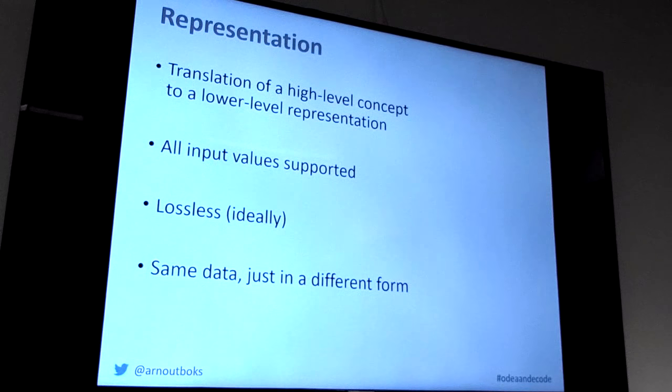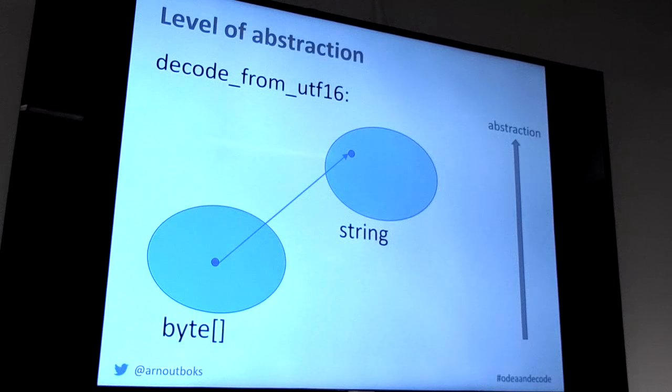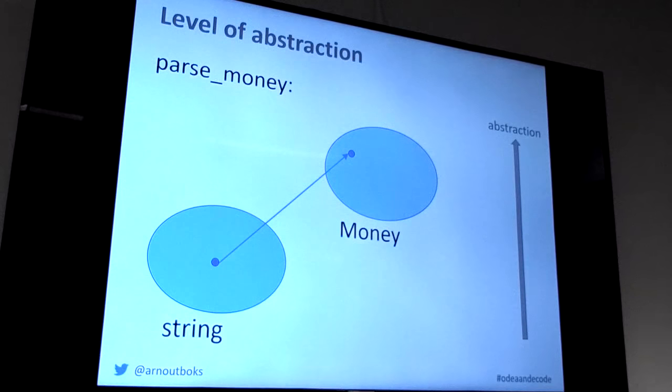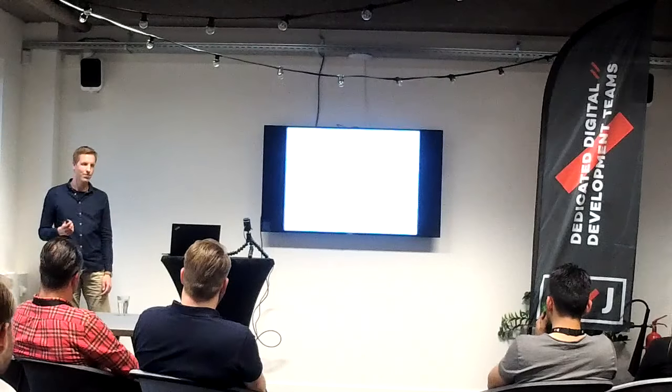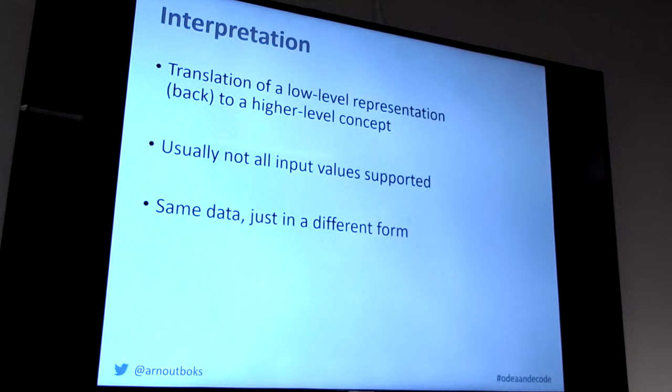So if we have these representations, we could also do the opposite. We can have functions that raise the level of abstraction. Next to our encode to UTF-16, we could have a decode from UTF-16, which converts an array of bytes back to a string, which raises the level of abstraction again. We could have a function that's called parse money, which converts a string representation of a monetary value into our money object, which we can do all kinds of calculations and currency conversions with. Again, we raise the level of abstraction. And this is typical for an interpretation. It's a translation of a lower level concept, often back to a higher level concept that we usually had before.